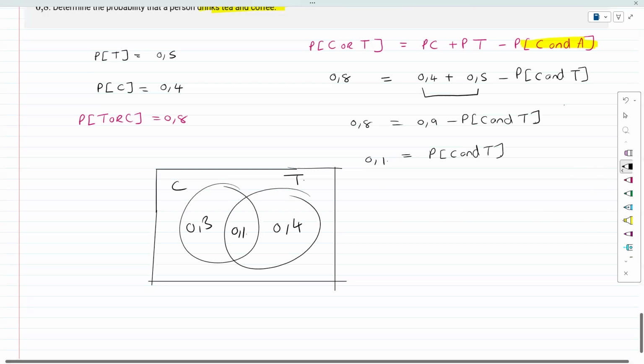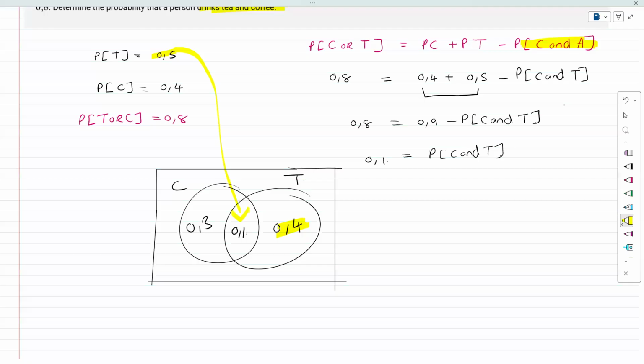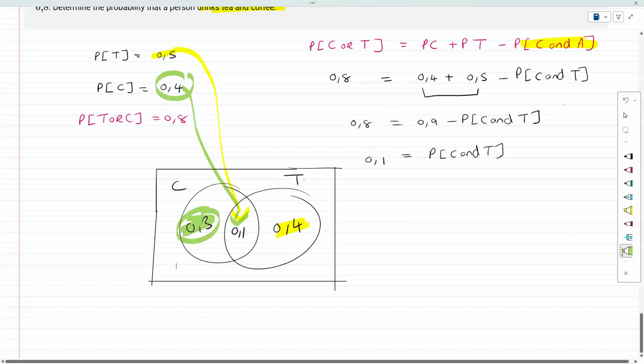Okay, so now we're able to figure out that tea only is 0.5 minus 0.1, and coffee only is, let me use a different color, 0.4 minus 0.1 gives you 0.3. But basically, that's all there is to this question.